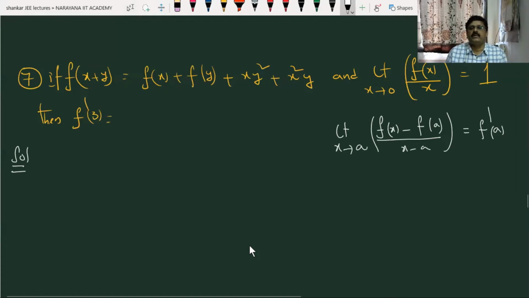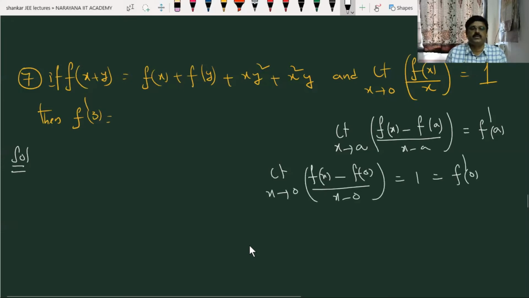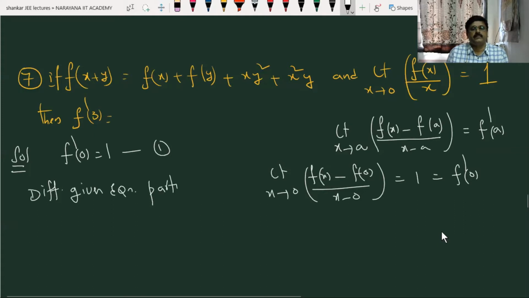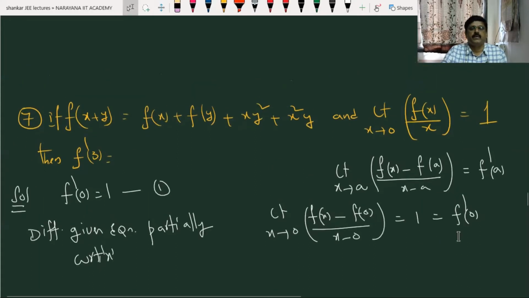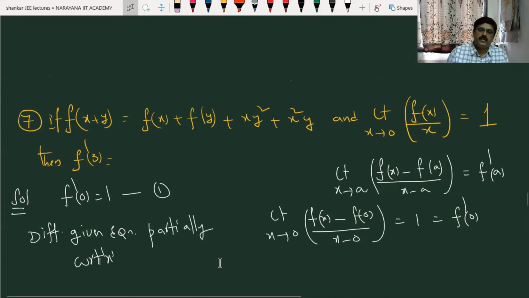So you are clearly given limit x extends to 0, f of x, I write minus f of 0 by x minus 0. That is 1, which is nothing but f dash 0. Why? Because if you put x 0 and y 0 here, f dash 0 is going to be 1. So f dash 0 is equal to 1. This is result number 1. Next, differentiating given equation partially with respect to x, students.